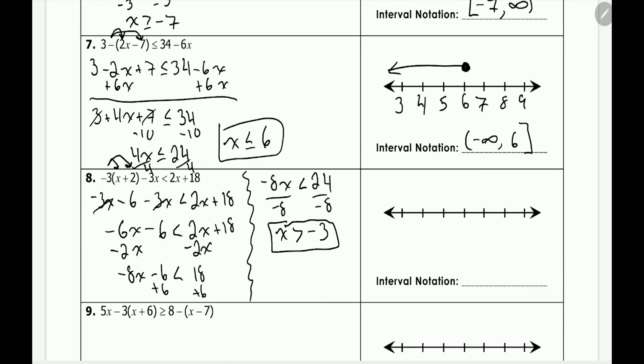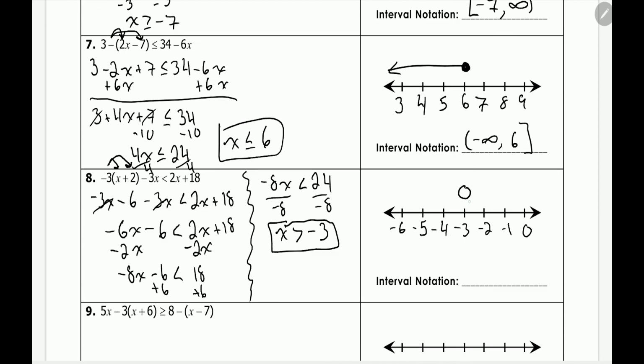Let's graph it and then put the interval notation. So we have negative 3 here. That means that's negative 4, negative 5, negative 6. This is negative 2, negative 1, 0. So at negative 3, do we have an open or closed circle? This one's going to be open.